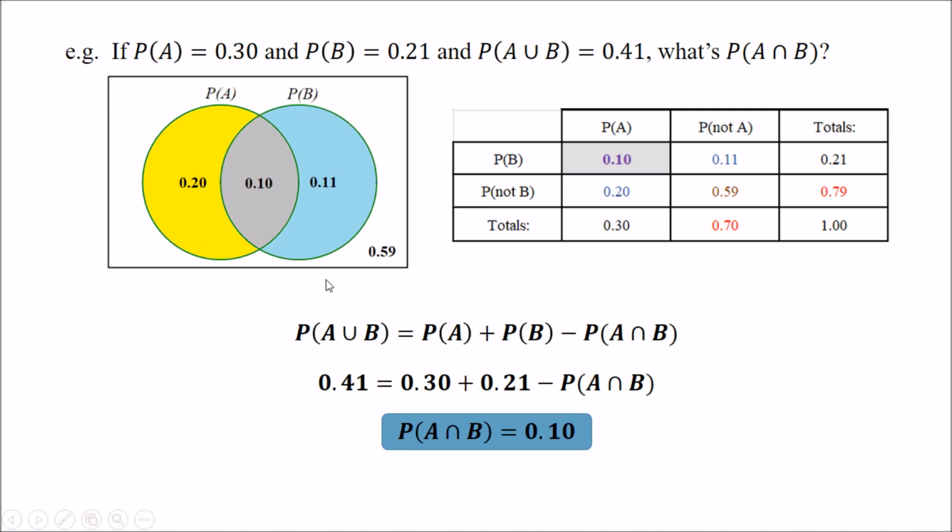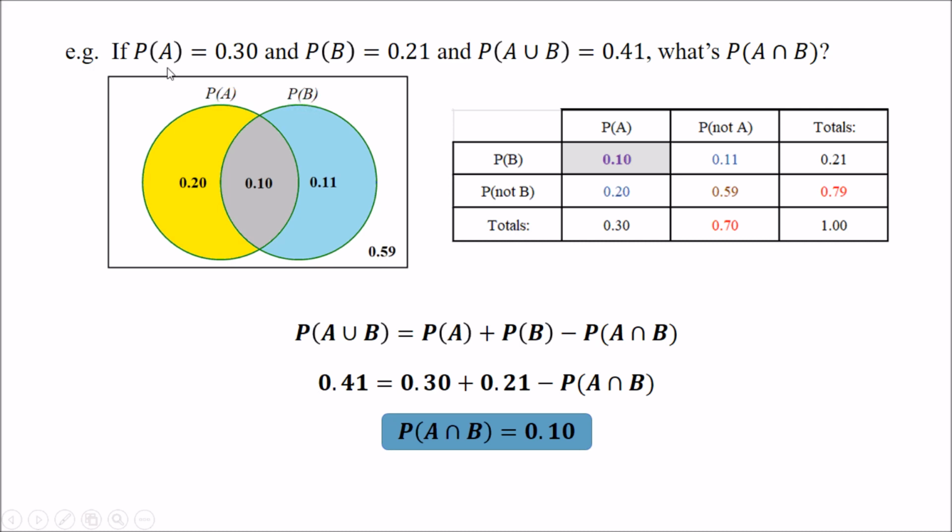But how could we have gotten that with the Venn diagram? Again, this would be my last choice. But what I would start with would be the 0.59. Because if the probability of A union B is 0.41, these three numbers is 0.41 for a sum, then the number in the box outside the circles must have been 0.59. 1 minus 0.41.